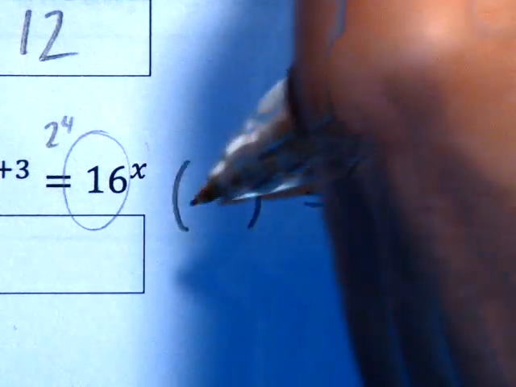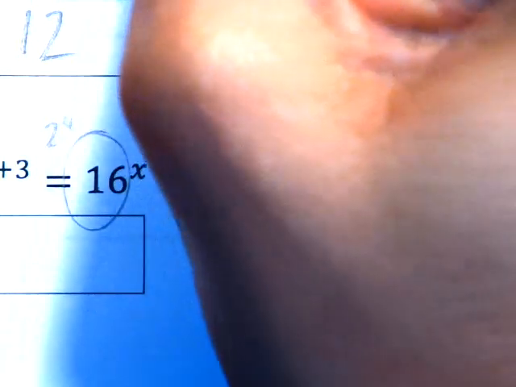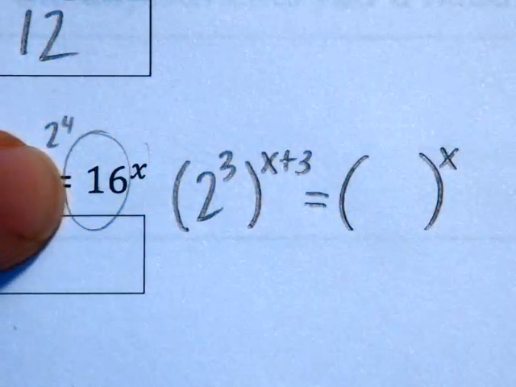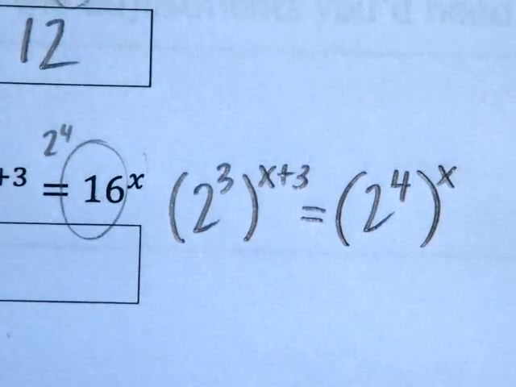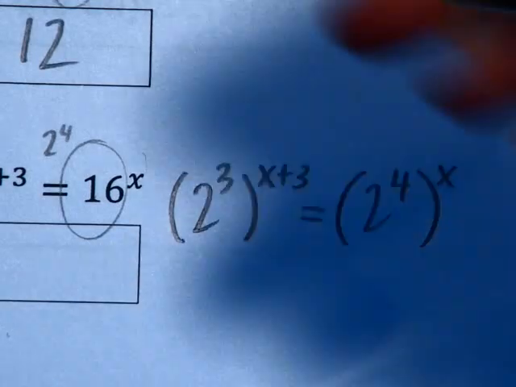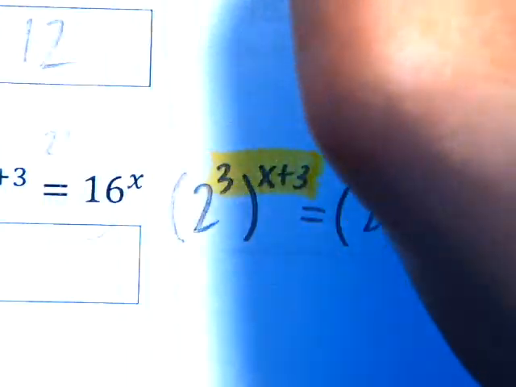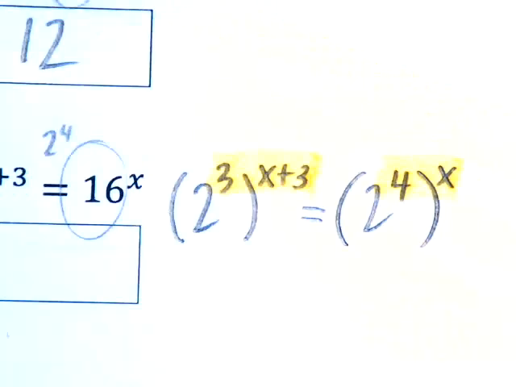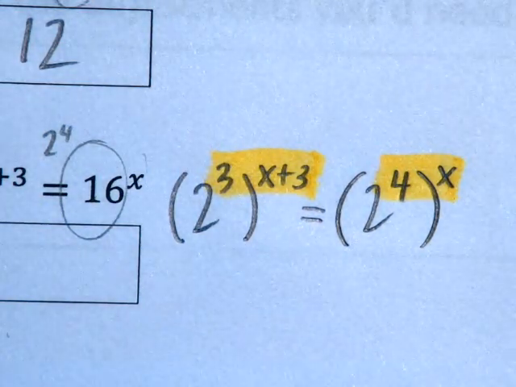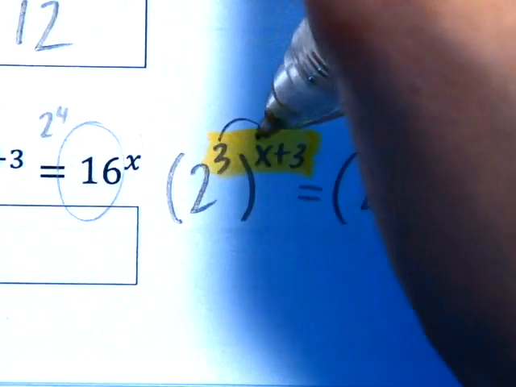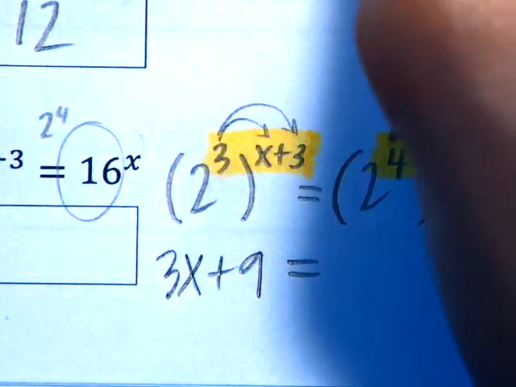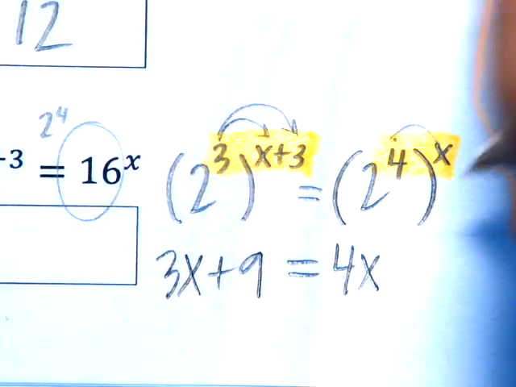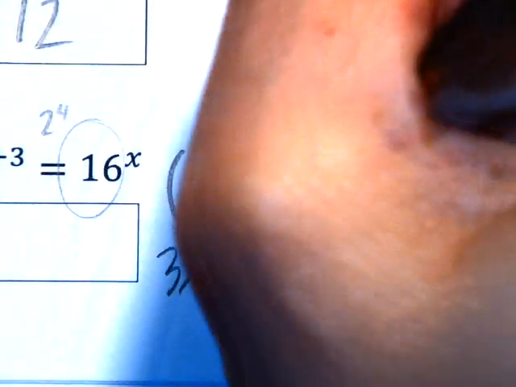In the left-hand side parentheses, what used to be an 8 is now 2 cubed. In the right-hand side parentheses, what used to be a 16 is now 2 to the power of 4, and now I have the exponents that I need to solve. This time, I really do need to be careful with my multiplication because I've changed both exponents. 3 times x plus 3 needs to be multiplied. So that would be 3x plus 9 equals 4 times x. I can just multiply it as 4x. This equation does look a little easier to solve.